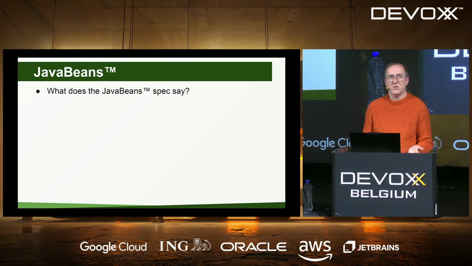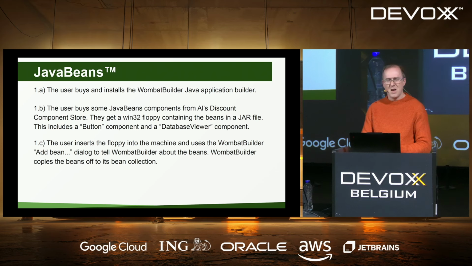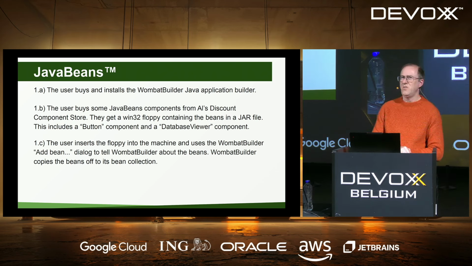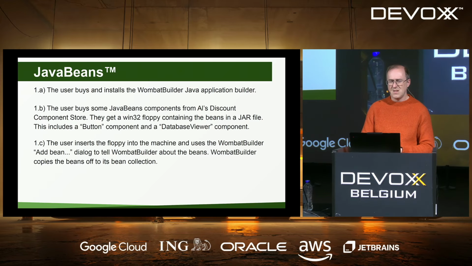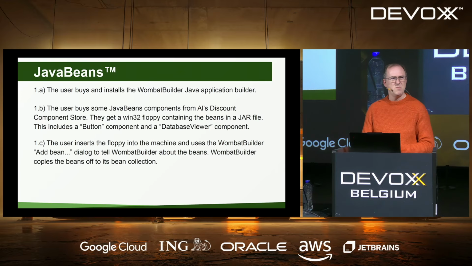So what does the Java Beans spec say? I mean, obviously, that's what we're all using, right? Well, let's see. The user buys and installs the Wombat Builder Java application builder. Well, that sounds great. We've gone out and we've spent some money and we bought ourselves an application builder. And then we've gone out and bought some Java Bean components on a floppy disk. But they include a button component and a database viewer component. So maybe there's something GUI-ish going on here. We're adding beans to the builder and then going off and adding it into a bean collection.